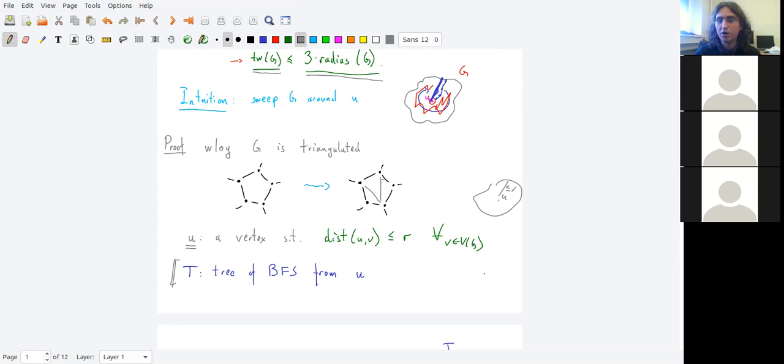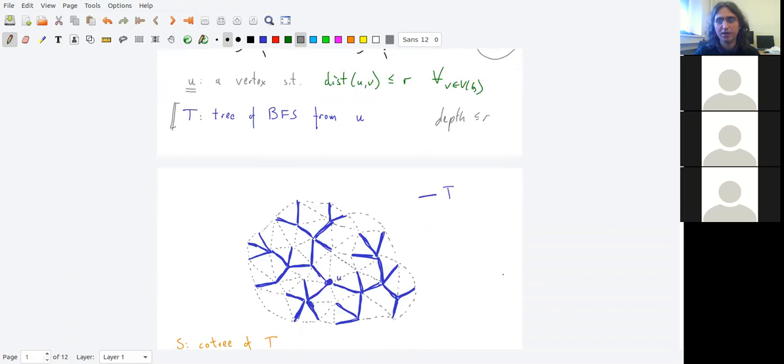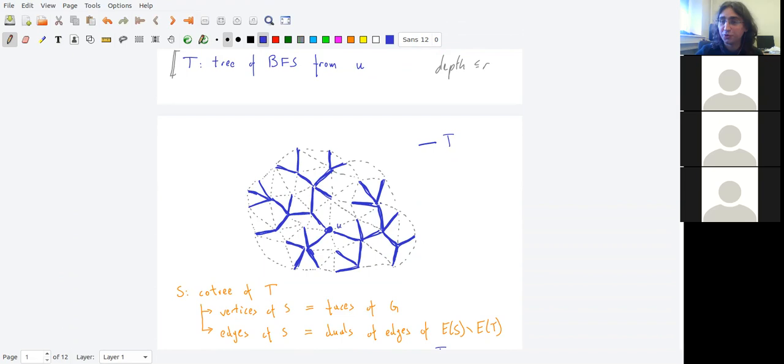So let's see how this situation looks. This is not necessarily a BFS tree, but let's say close to a BFS tree. So here is the central vertex u, and in solid blue I have drawn the BFS tree from u. This is a tree of bounded depth. All the other faces have edges both from the tree T and from outside of the tree T. All the other faces are triangles.